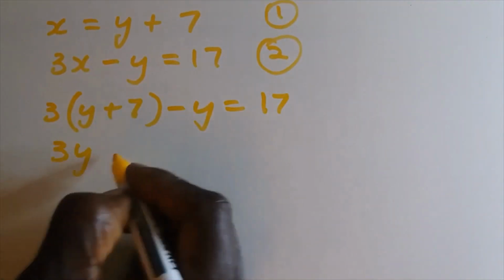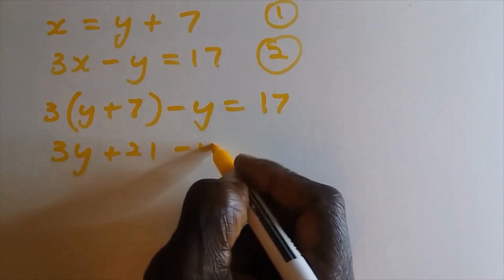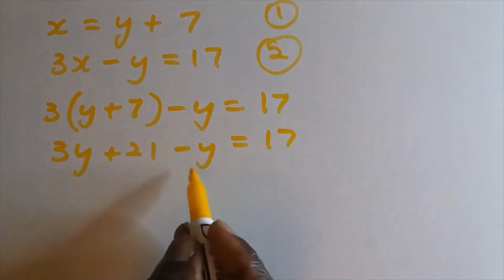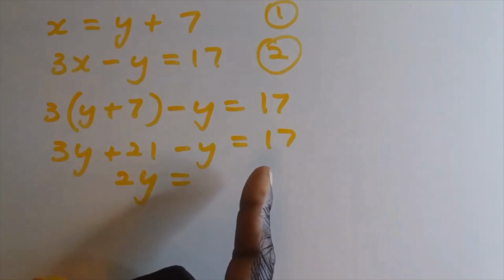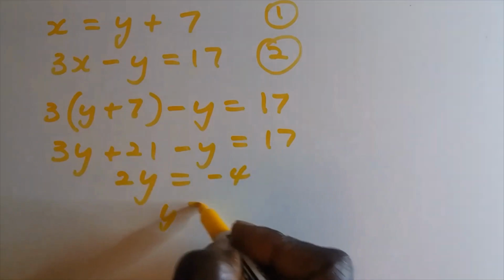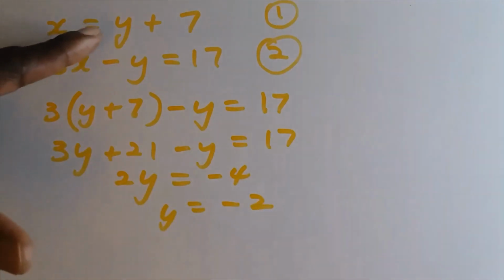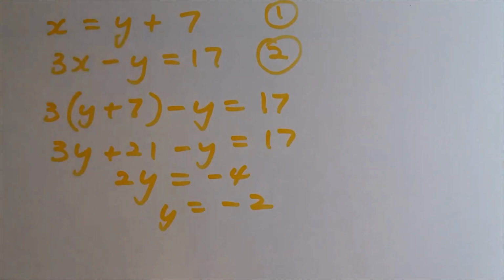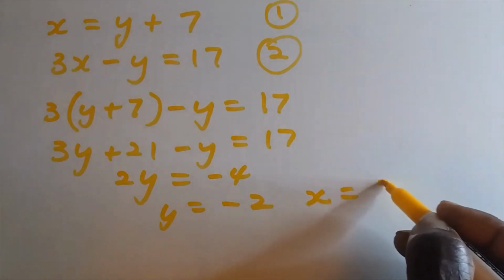So that gives us 3y add 21 minus y is equal to 17. So we have 2y on this side, and it's equal to 17 take away 21, which is negative 4. So y is equal to negative 2. If y is equal to negative 2, then we have negative 2 add 7 in equation 1. We have that x must be equal to 5.